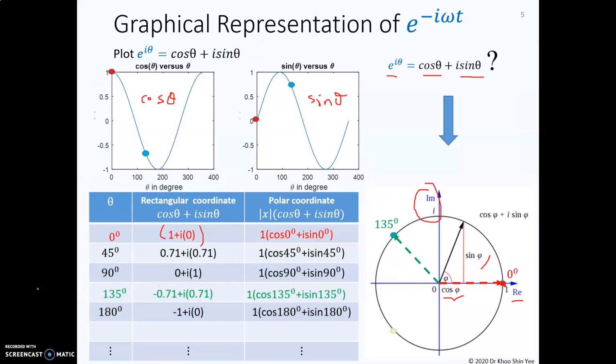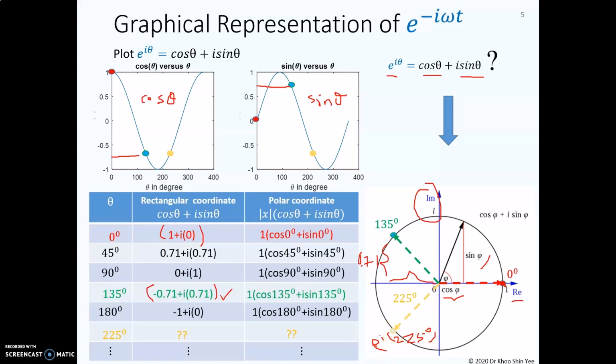How about 135 degrees? So cos 135 here gives you negative 0.71, and sine 135 here gives you 0.71. So therefore you obtain this rectangular coordinate, and if you plot it, this is your negative 0.71, going up by 0.71 in i imaginary. Try to practice to find the exponential i 225 degrees, which is located at this point.